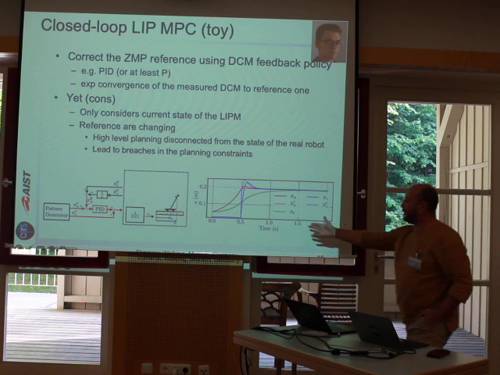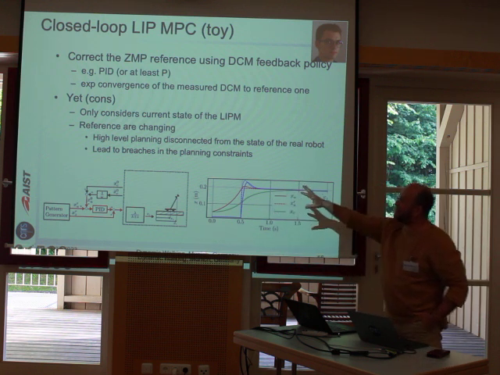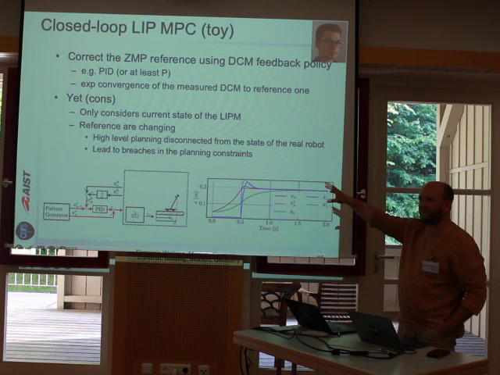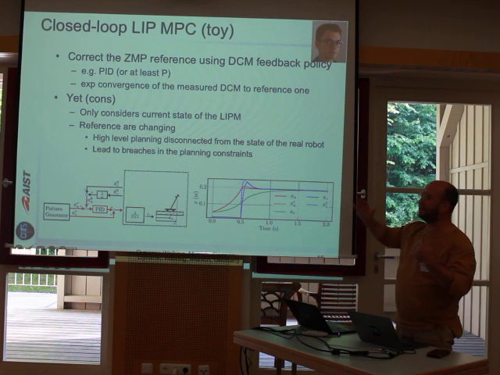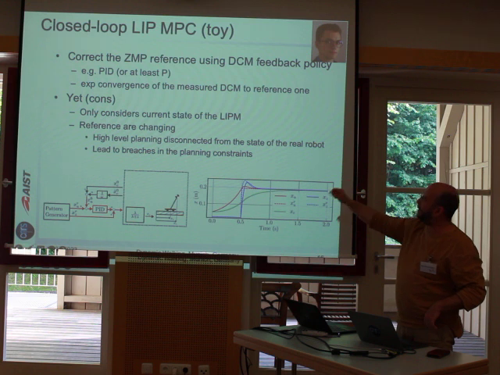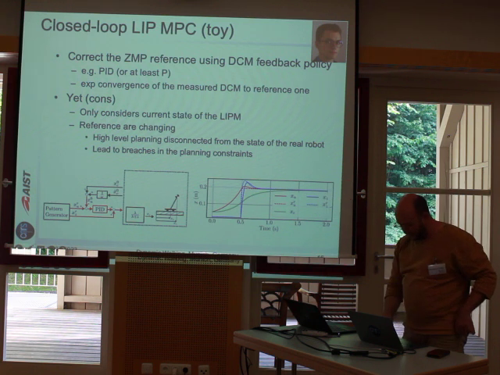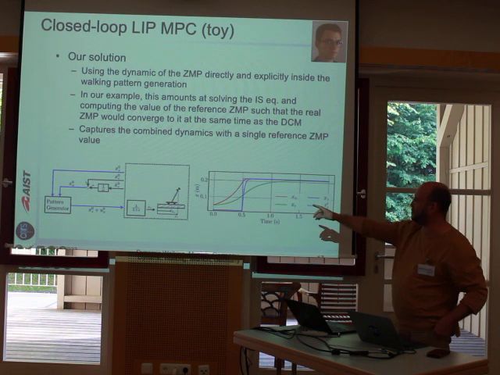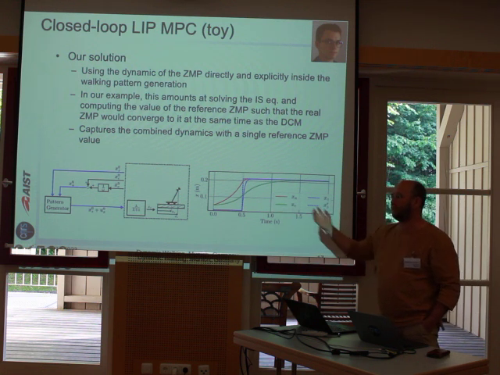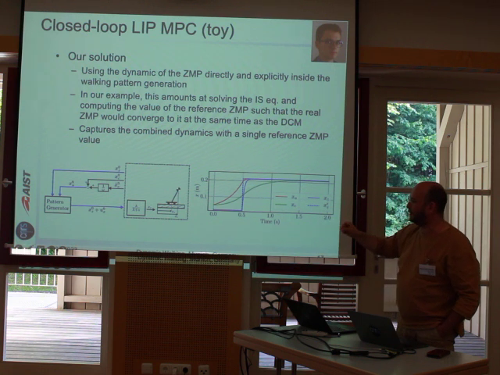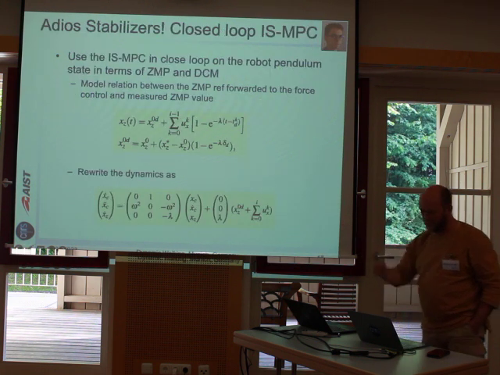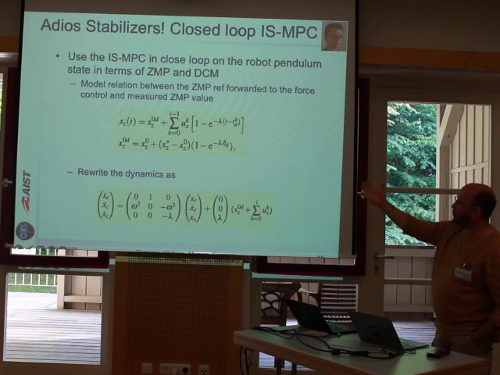With this example you can of course capture this, but it has some things that I do not like. The fact that the high-level planning is now disconnected from the state of the real robot, and that this also leads to branches in the planning and the constraints. And what we propose is simply to close the loop on the pattern generator by integrating the ZMP model explicitly in the pattern generator. It means in the MPC. So we reformulated the problem like this.